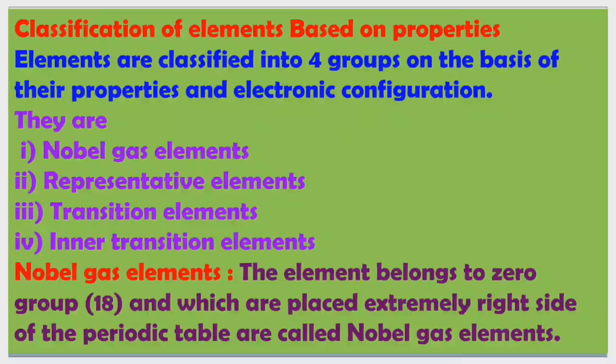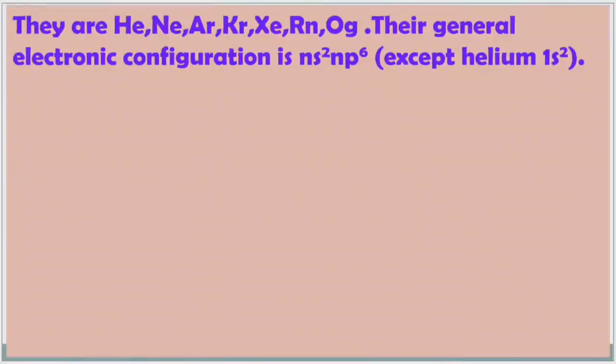Noble gas elements are nothing but zero group elements or 18th group elements, which are placed at the extreme right side of the periodic table. They are helium, neon, argon, krypton, xenon, and radon, oganesson. These are the noble gas elements or zero group elements.